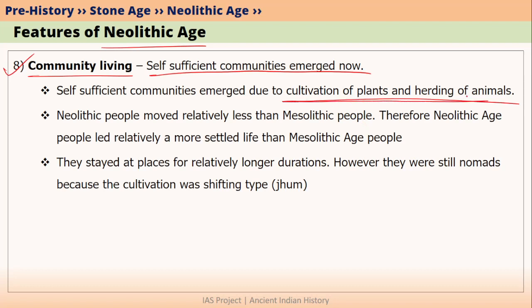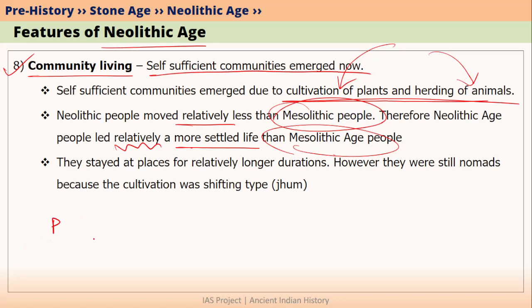Because of cultivation of plants and herding of animals, Neolithic people moved relatively less when compared to Mesolithic people. We know that Mesolithic people and Paleolithic people were mainly hunters and gatherers. However, for Neolithic people, the important source of food was cultivation of plants and herding of animals. Therefore, we can say that Neolithic age people relatively led a settled life compared to Mesolithic people. Please observe the word relatively here, because when we talk about Chalcolithic people or Bronze Age people, we will say that Bronze Age people led a relatively more settled life than Neolithic age people.